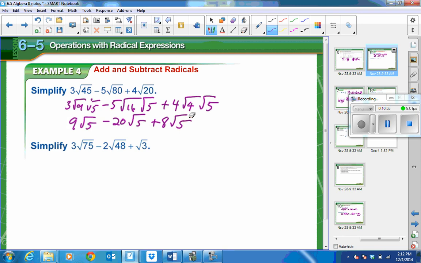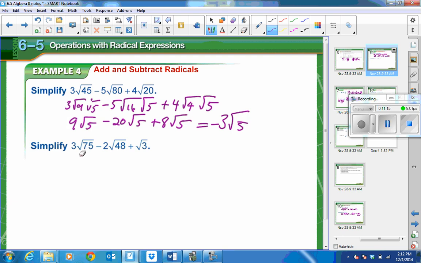Now these are all like terms because they all have an index of 2 because they're all square roots, and the radicand is exactly the same. So we have 9 square root of 5 minus 20 square root of 5 is negative 11 square root of 5, plus 8 square root of 5 gives us negative 3 square root of 5.